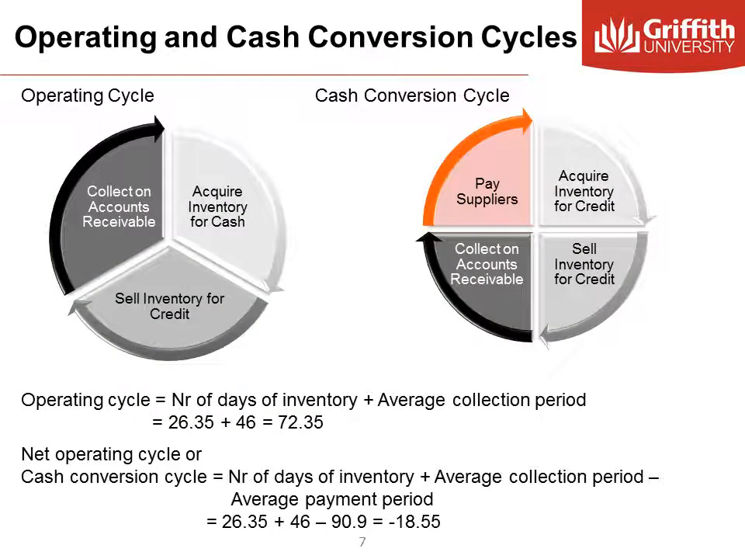Now, using the activity ratios calculated previously, we can calculate the operating and cash conversion cycles for this company. The operating cycle indicates the length of time that cash is invested in current assets other than cash, how long it takes to convert inventory and accounts receivable into cash.